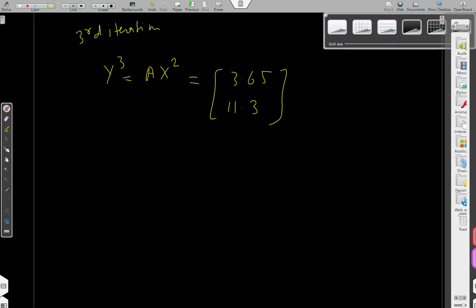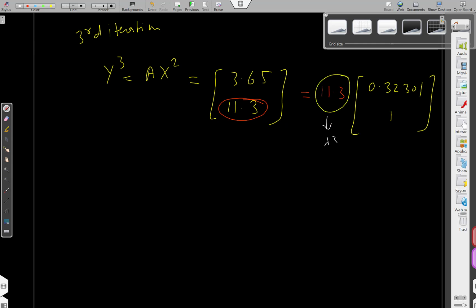Now we will take common this element. This is the maximum element, so we write 11.3 here. What we are getting here is 3.65 upon 11.3. The value is coming out to be 0.32301, and this is 1. So this is your lambda 3, and this is your x3. Now we will compute the fourth iteration.